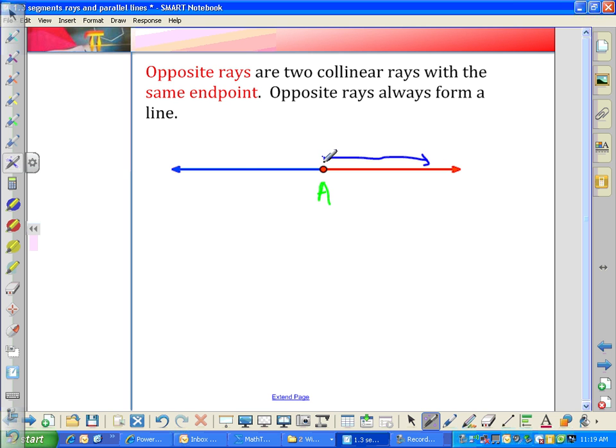We have the ray that's starting at A and going to the left. And together they form a nice straight line, and that's what makes them opposite rays. Okay, now there's not enough information in this picture yet for me to be able to name either one of these rays, but this is what they're going to look like when you have opposite rays.